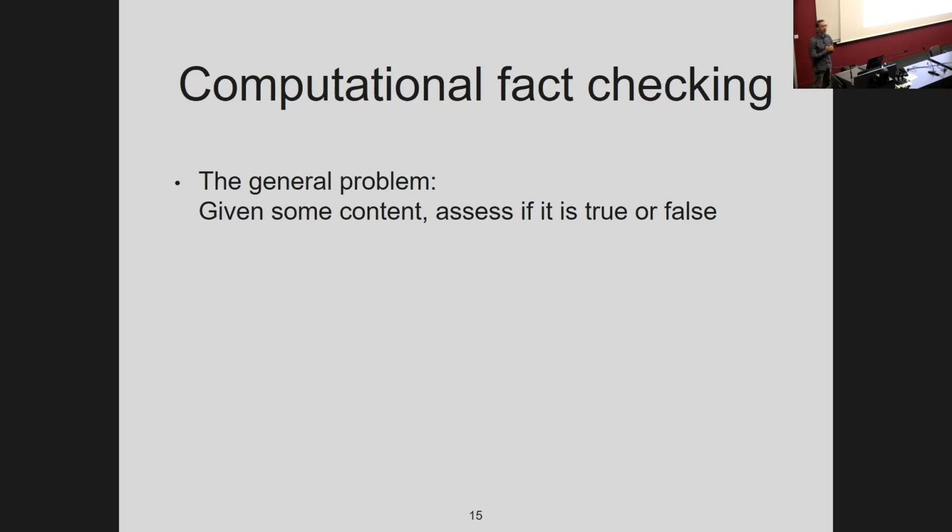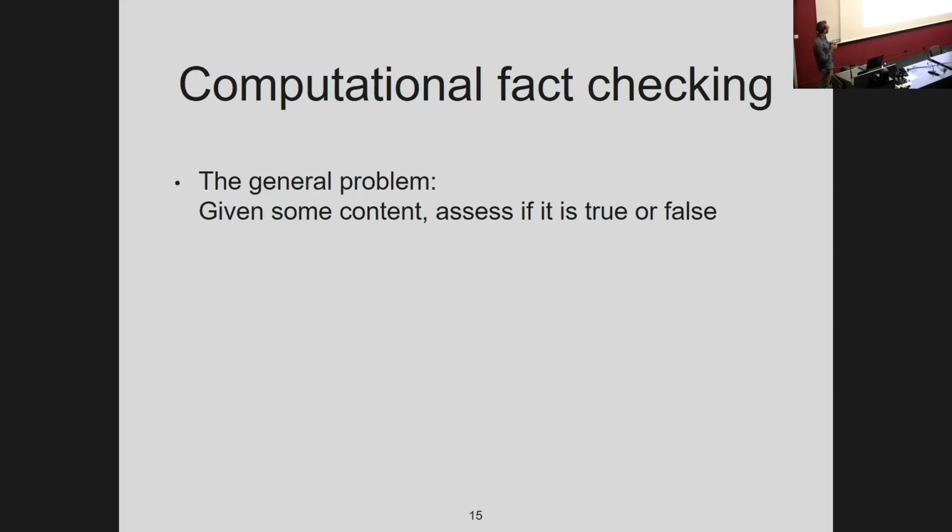Okay, so the very general problem statement here is that we have some content, and we would like to assess if it is true or false. In 2019, when I started looking at this, as you can imagine, it is a problem that you can take from many different angles. For example, in terms of content, you can think about text. We're going to focus mostly on text today, but it's true for images, video, audio, etc. And you can take it from very different technical angles.